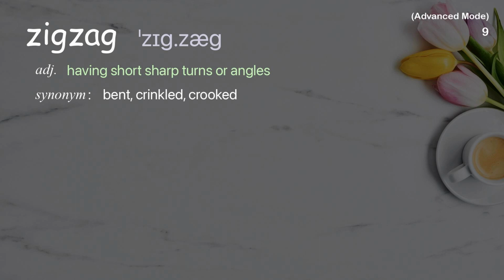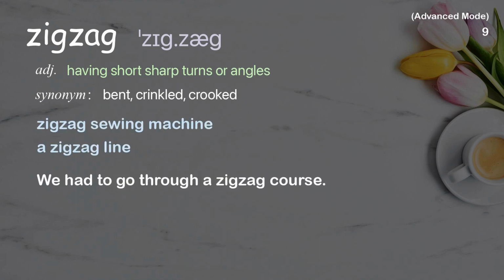Zigzag. Having short, sharp turns or angles. Examples. Zigzag sewing machine. A zigzag line. We had to go through a zigzag course.